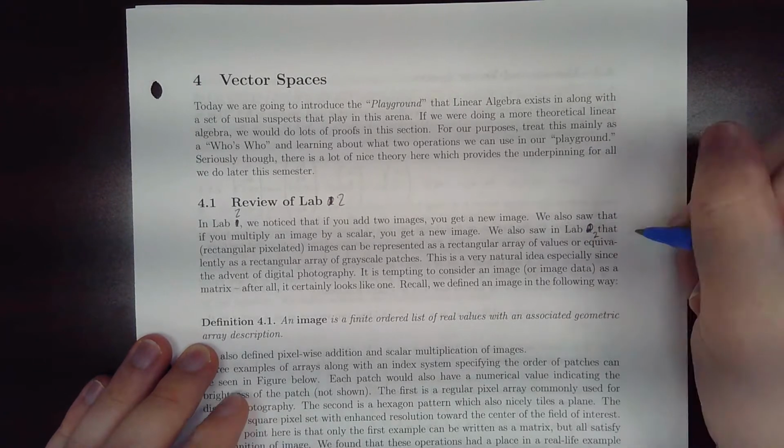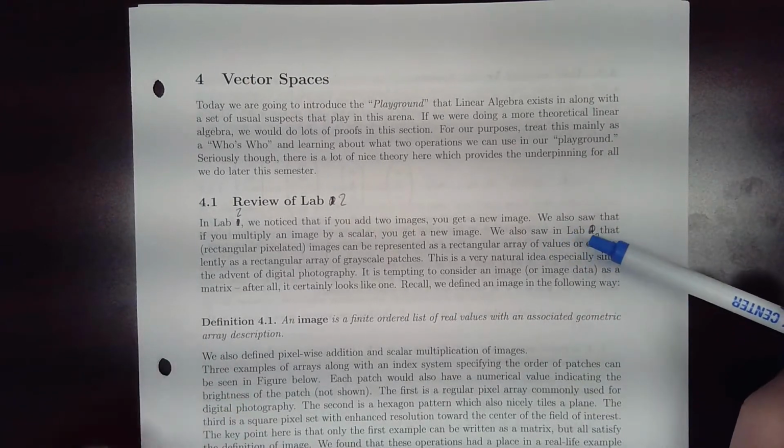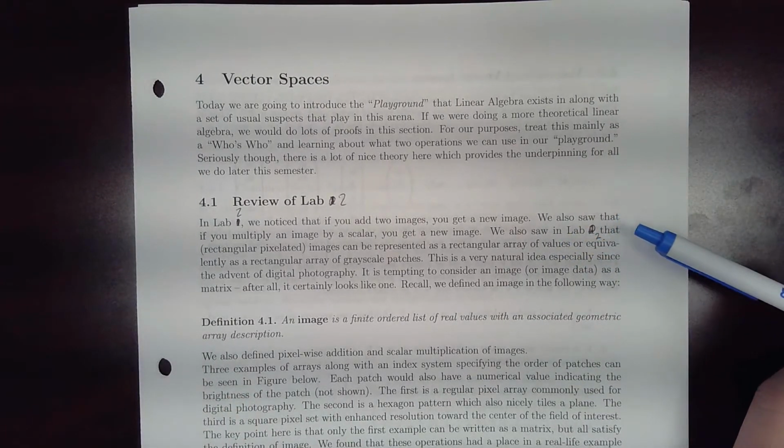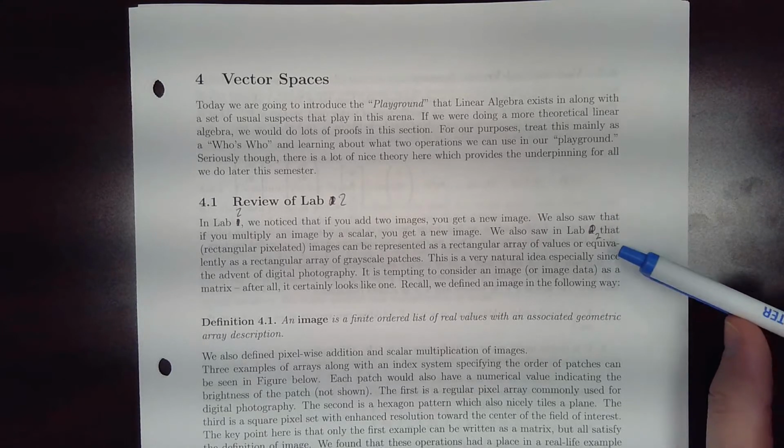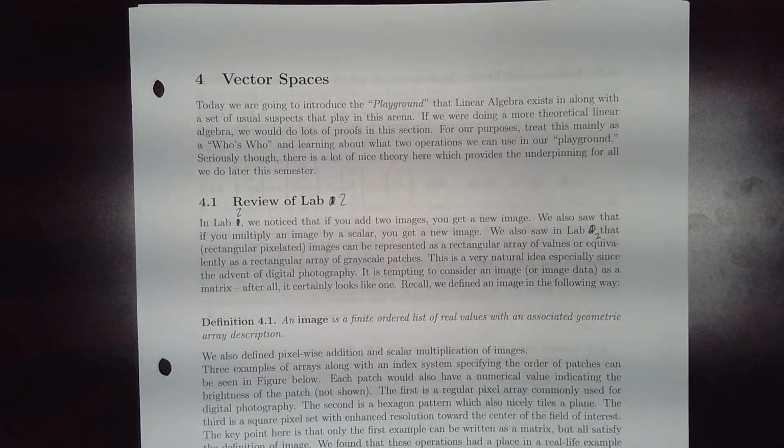we notice that if we add two images together, we're going to get a new image. We're also going to see that if we multiply an image by a scalar, we'll get a new image. This gives us the idea that we can get a bunch of different images just from the ones that we had, and we can combine images in order to get new images. This idea is something that we're going to explore going forward.